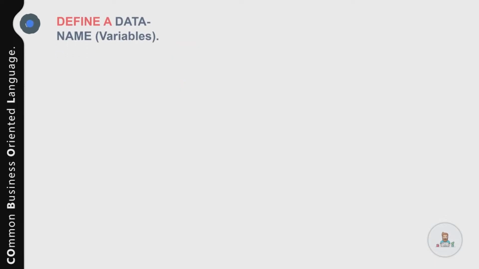Now let's talk about how to define a data name in COBOL. So let's get started. In COBOL, variables are called data names. They're also referred to as data items or elementary items, and I'll be using these terms interchangeably throughout the course.